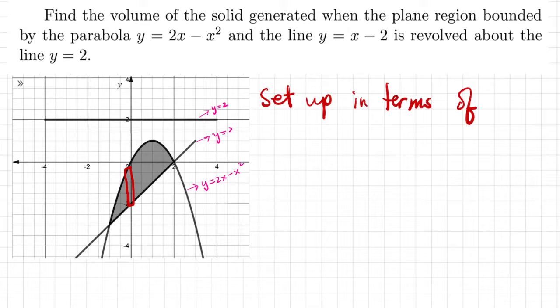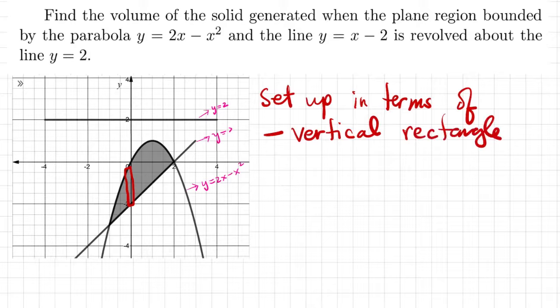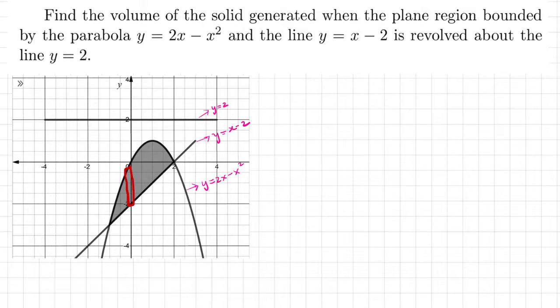Okay, so that is, what kind of rectangle is this? This is a vertical rectangle. Therefore, we need to set up this definite integral in terms of x. Okay, very good. Okay, so now let's find the points of intersection of the line y equal to x minus 2 and the parabola y equal to 2x minus x squared. Okay, so points of intersection.